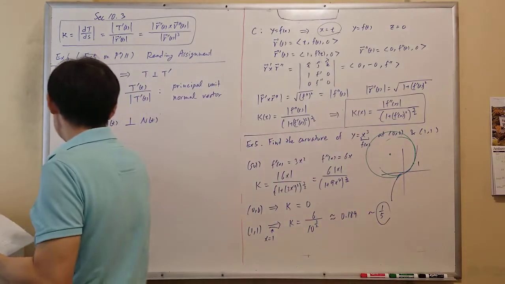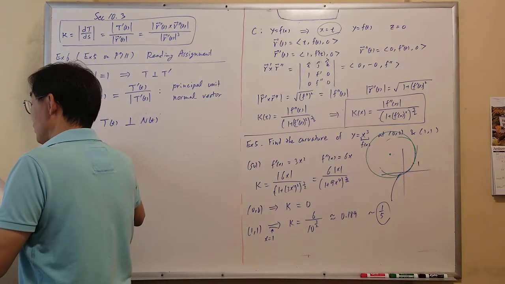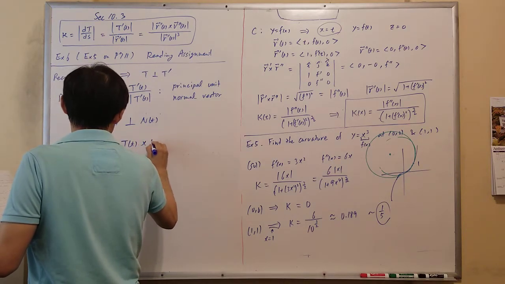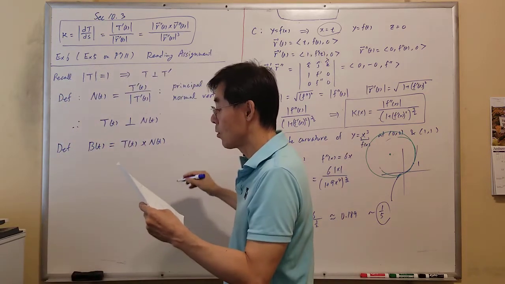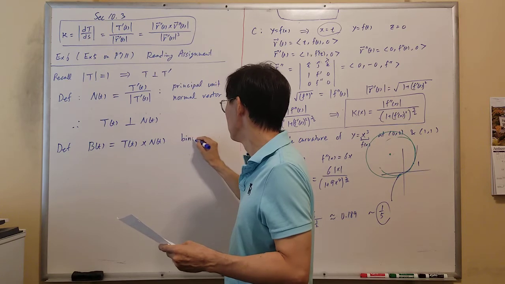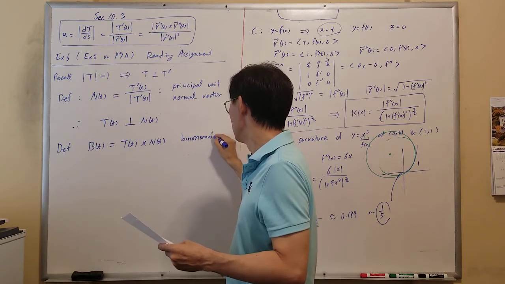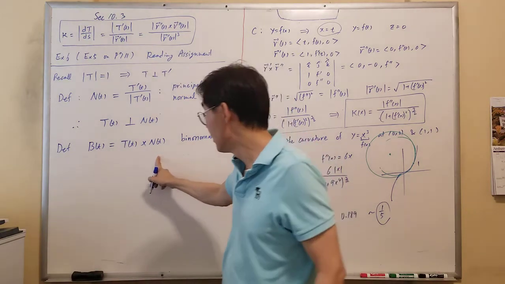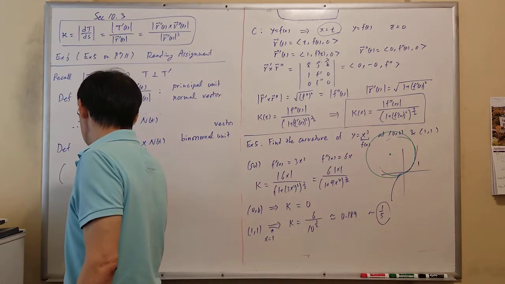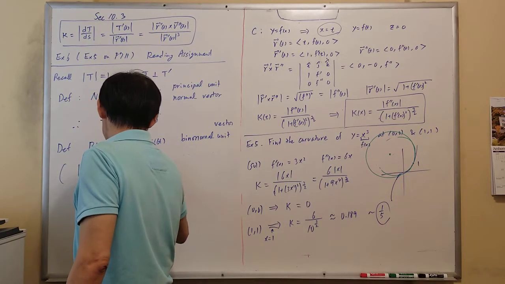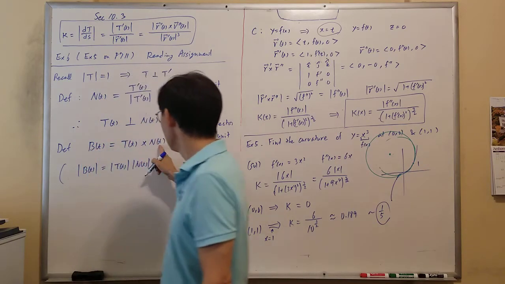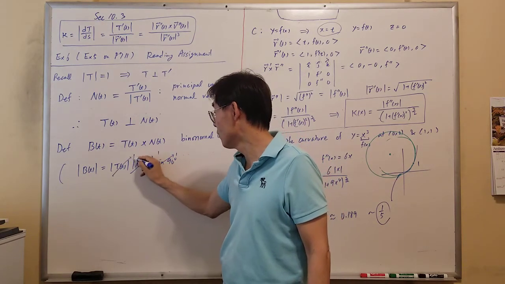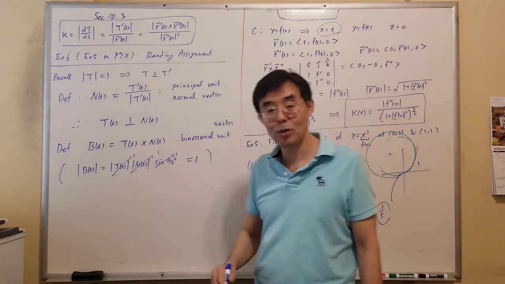And then we define another unit vector, B of t, as T cross N of t. This is called the binormal vector, the binormal unit vector. Why is it a unit vector? Because the magnitude of B of t is the magnitude of T of t times the magnitude of N of t times the sine of the angle between them, which is 90 degrees. T is unit, N is unit, everything is one, therefore this is also a unit vector.